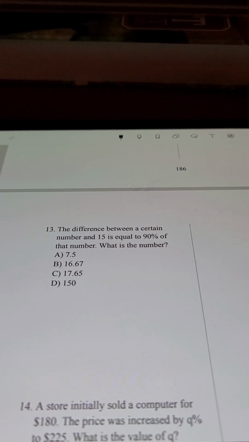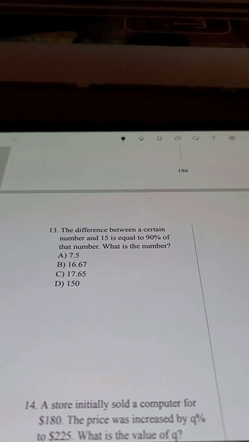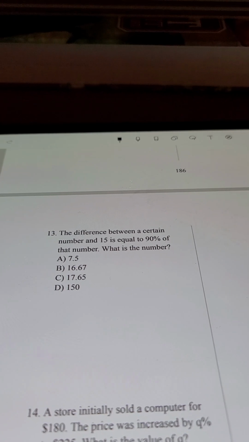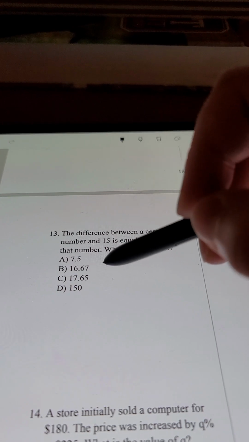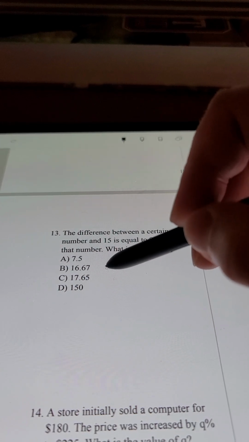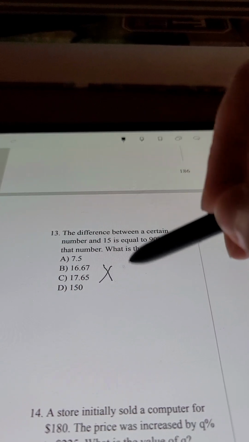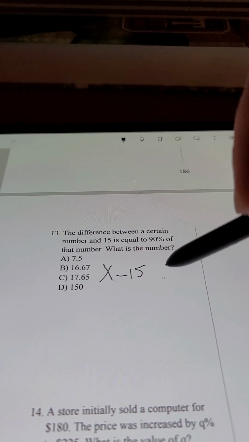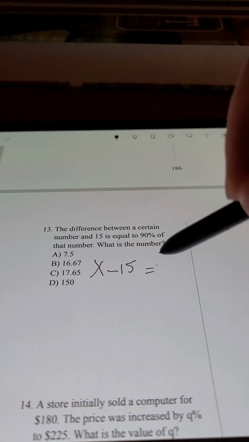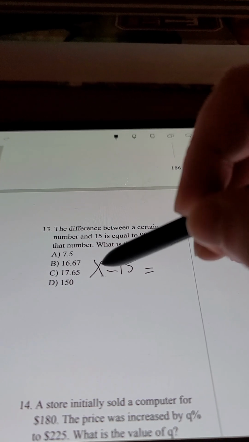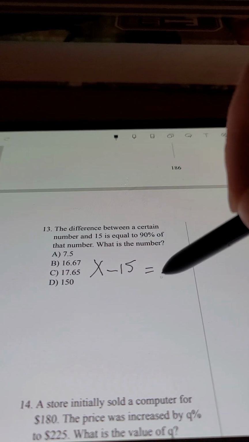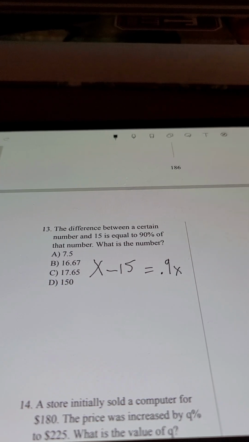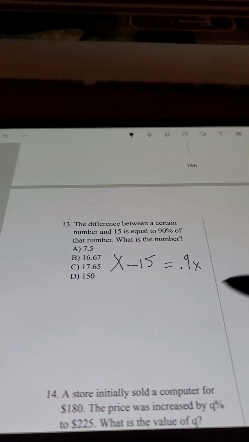So for number 13, it says the difference between a certain number and 15 is equal to 90% of that number. What is the number? So let's call this mystery number X. The difference between a certain number, difference means subtraction. So the difference between a certain number X and 15. So if we subtract X minus 15, it's equal to 90% of that same number X. So 90% of X we would write as 0.9X, or 0.90x, doesn't matter, same thing.